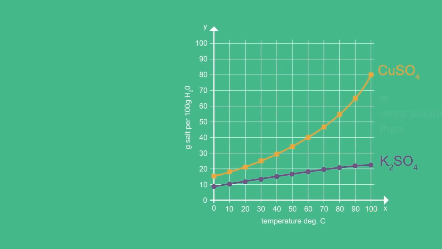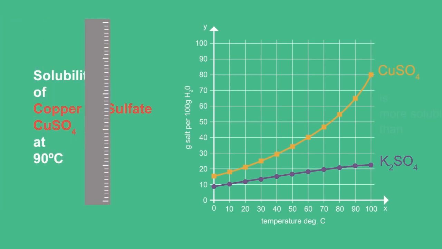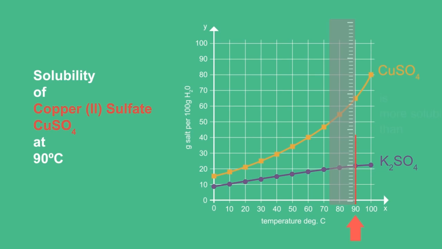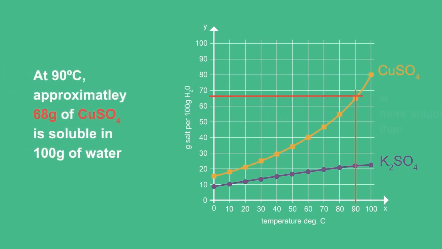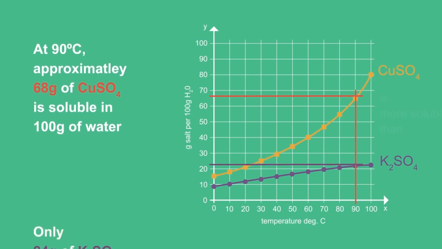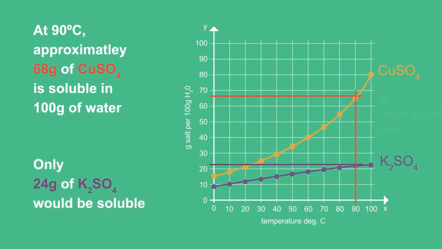Let's say we wanted to find the solubility of copper 2 sulfate at 90 degrees Celsius. Take a ruler and draw a vertical line starting at the x-axis at 90 degrees Celsius until it reaches the curve. Then, draw a horizontal line from the point on the curve until it reaches the y-axis. At 90 degrees Celsius, approximately 68 grams of copper 2 sulfate is soluble in 100 grams of water. To compare, at the same temperature, only 24 grams of potassium sulfate would be soluble in water.